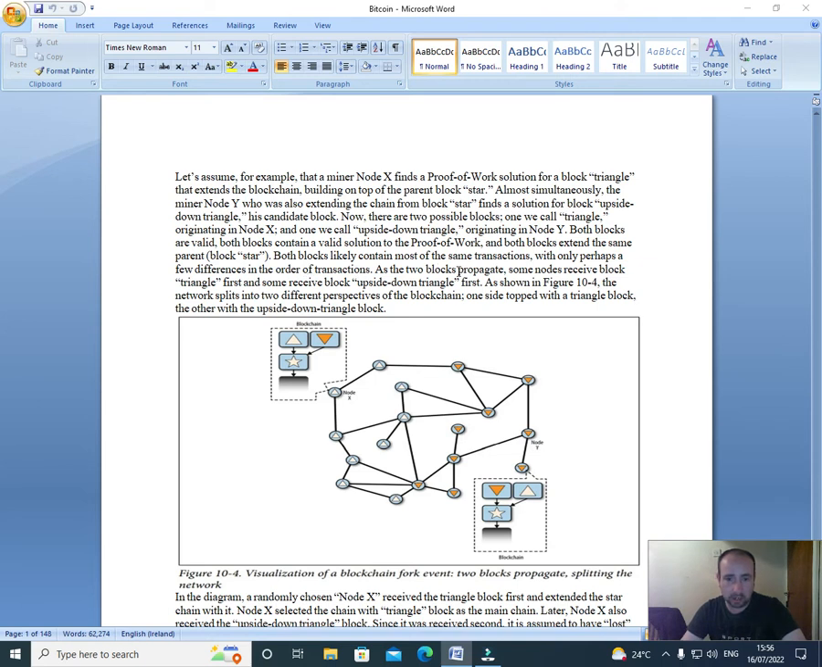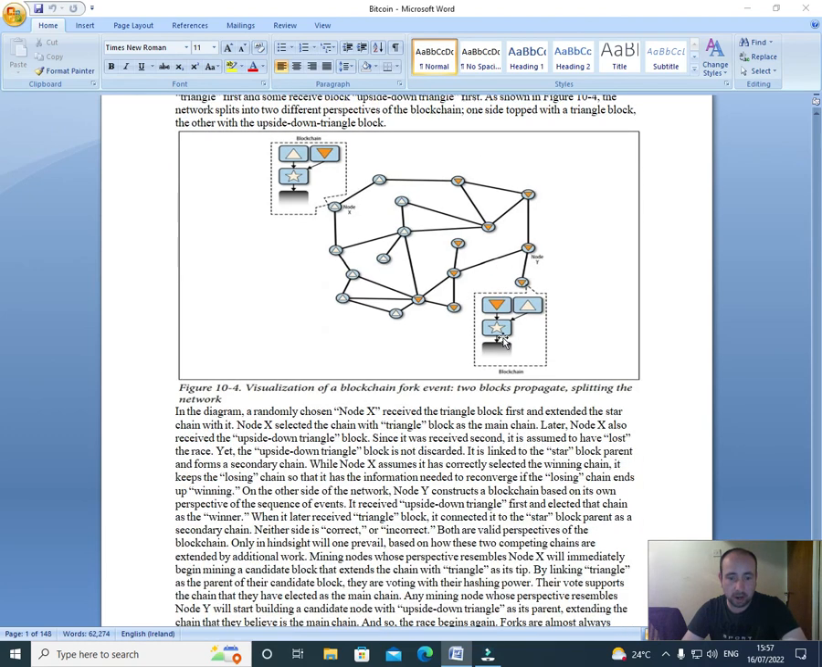Both blocks likely contain most of the same transactions, with only perhaps a few differences in the order of transactions. As the two blocks propagate, some nodes receive block triangle first and others receive block upside down triangle first. As shown in figure 10.4, the network splits into two different perspectives of the blockchain, one side topped with a triangle block, the other with the upside down triangle block.